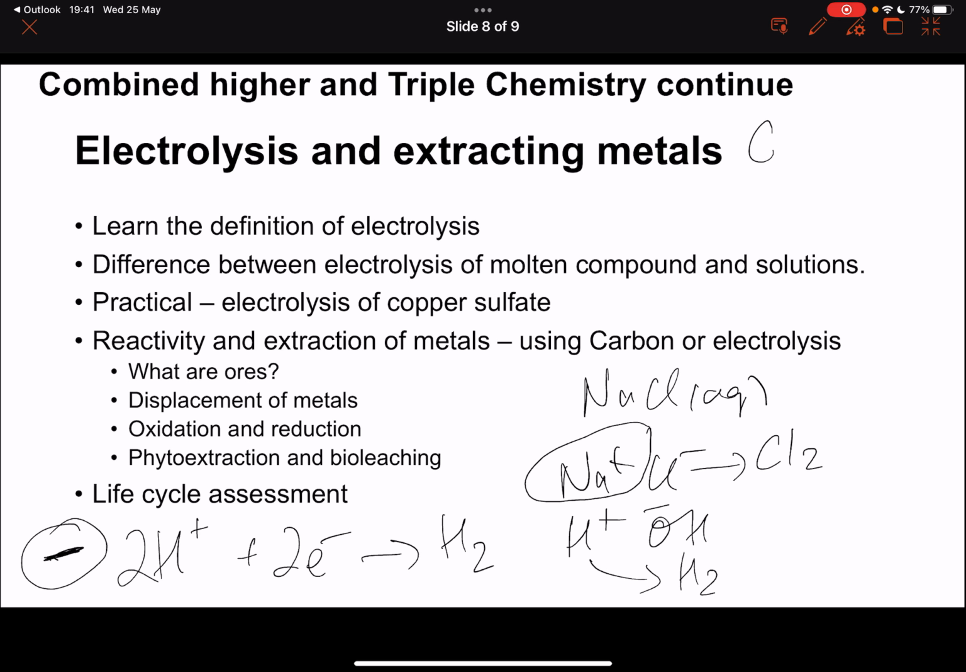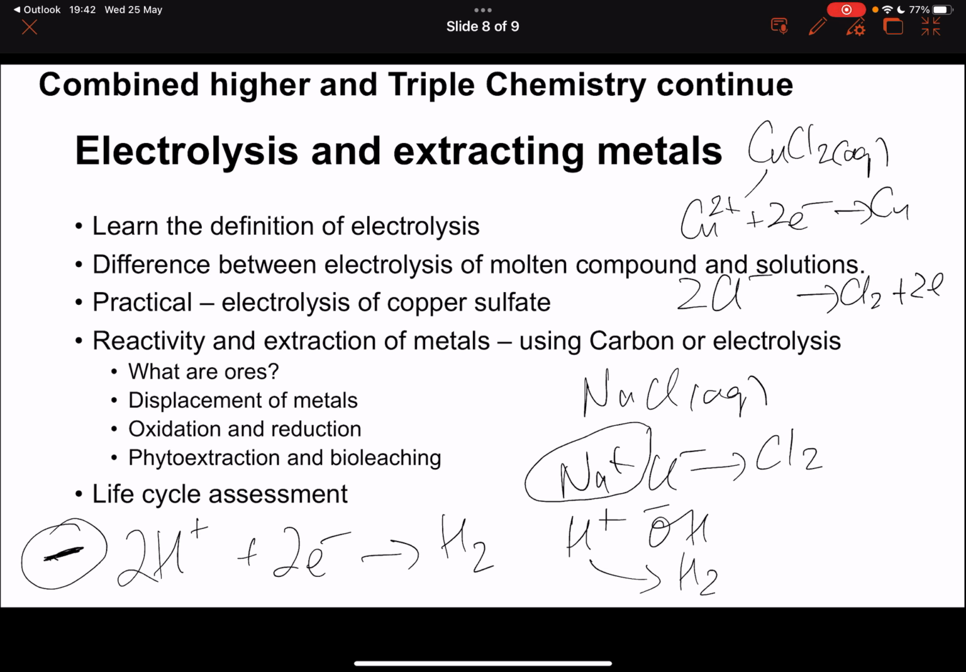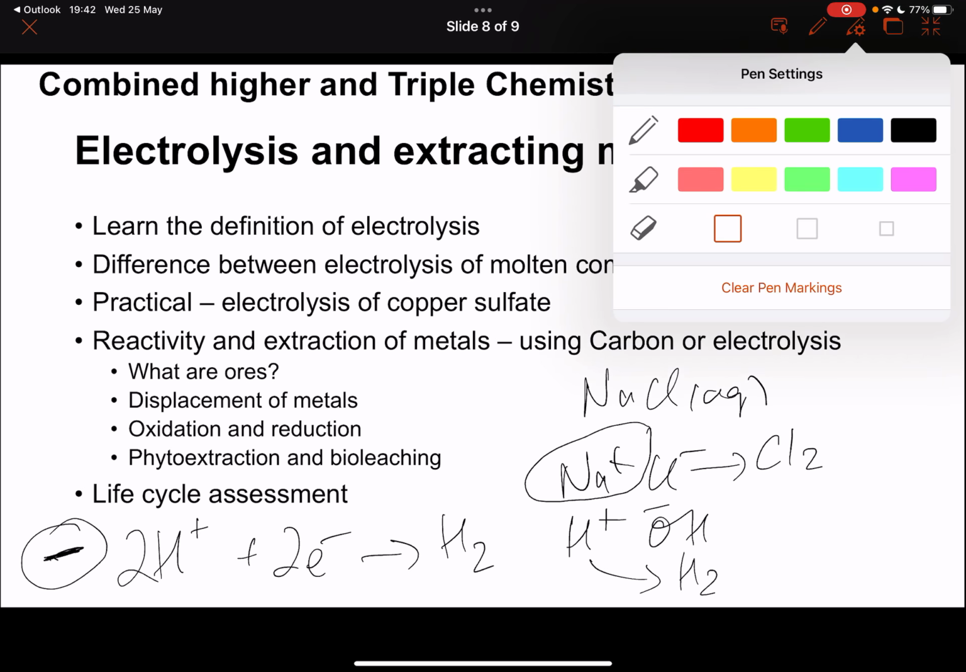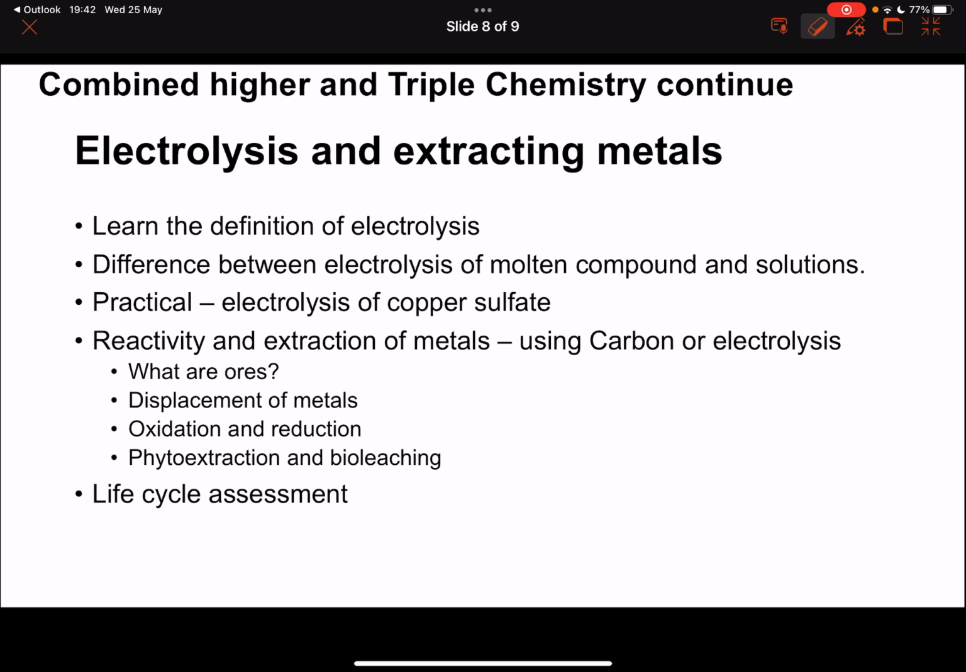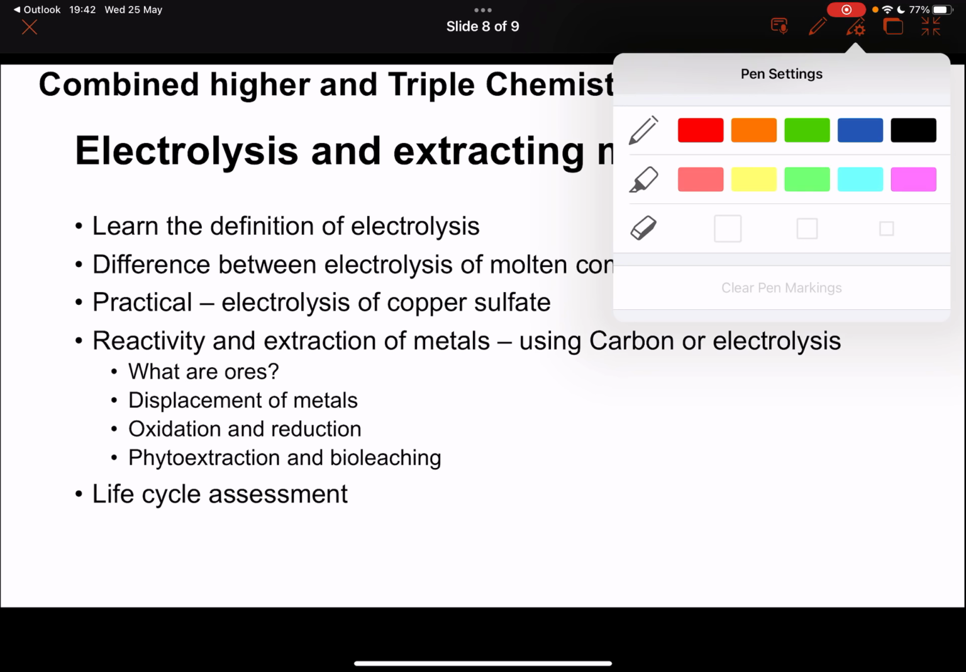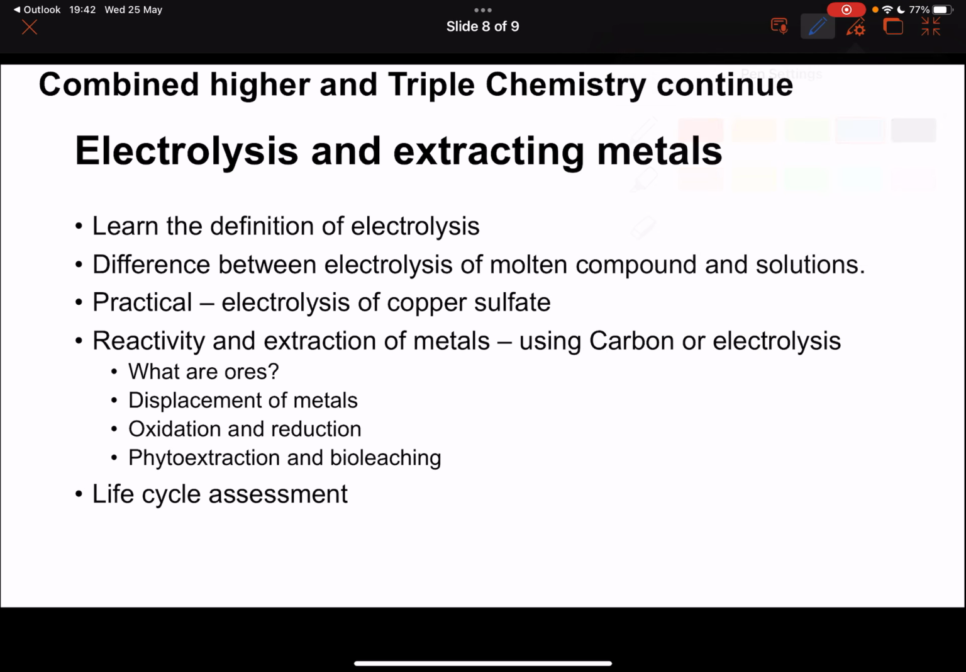If we were doing electrolysis of copper chloride solution, then your product will be copper. Copper 2 plus will become copper and Cl minus will become chlorine. Okay. The practical, which I'm quite convinced will come up, will be the practical of electrolysis of copper sulfate. Now, I do want to talk about this because I think it's an extremely important practical. So what do you need to learn here? Well, my advice is to learn the following.